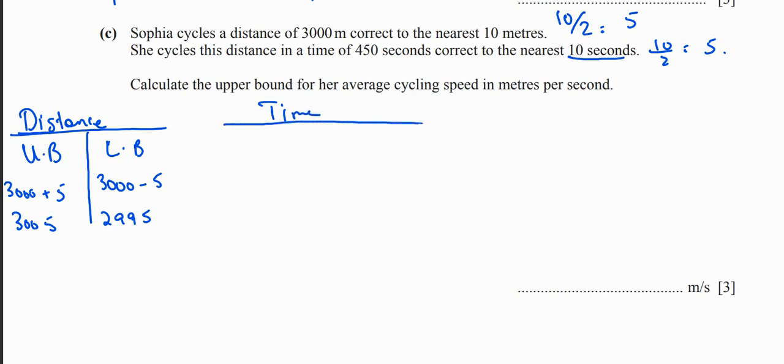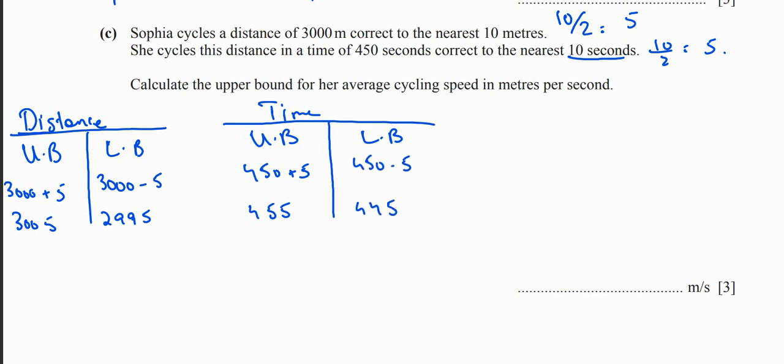So time is actually going to be, let's take out the upper bound and lower bound. The upper bound for time would be 450 plus 5, which is 455, and the lower bound is going to be 450 minus 5, which is going to be 445.